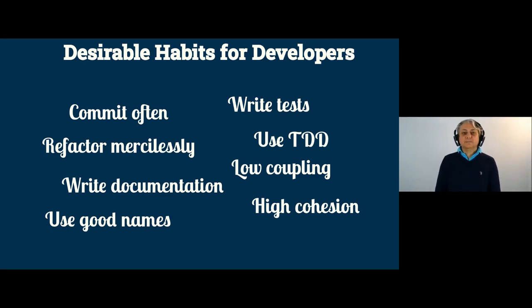Refactor mercilessly. Whenever you see something that's not quite right in your design, do a refactoring. Write documentation. I kid a lot about documentation because I think that documentation is that thing that all developers complain doesn't exist, but very few developers want to write. So it might be a good habit to start writing documentation. And it's worth thinking why we have such a challenge in writing documentation. Perhaps we start too far away. Perhaps we need to start with a tiny habit first.